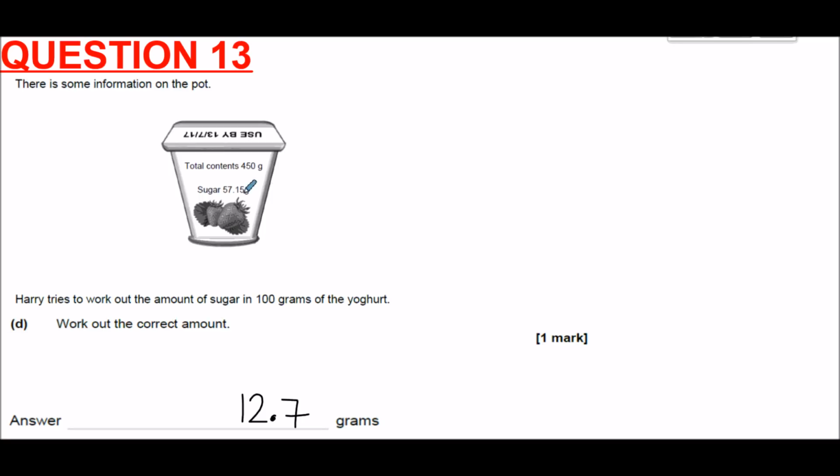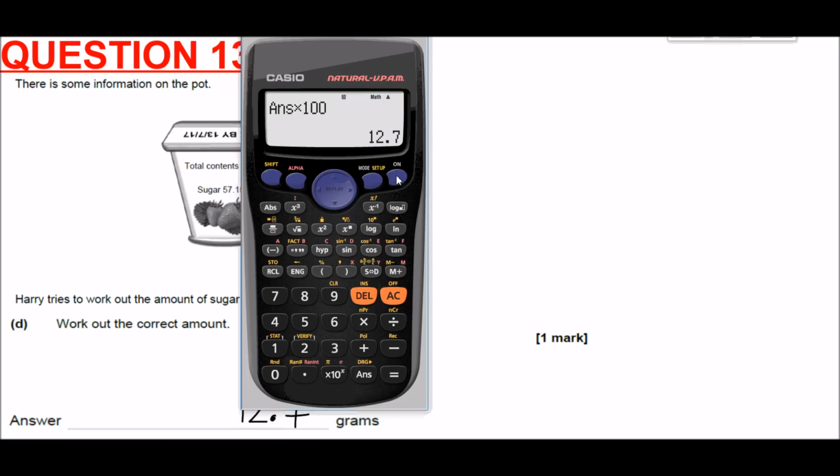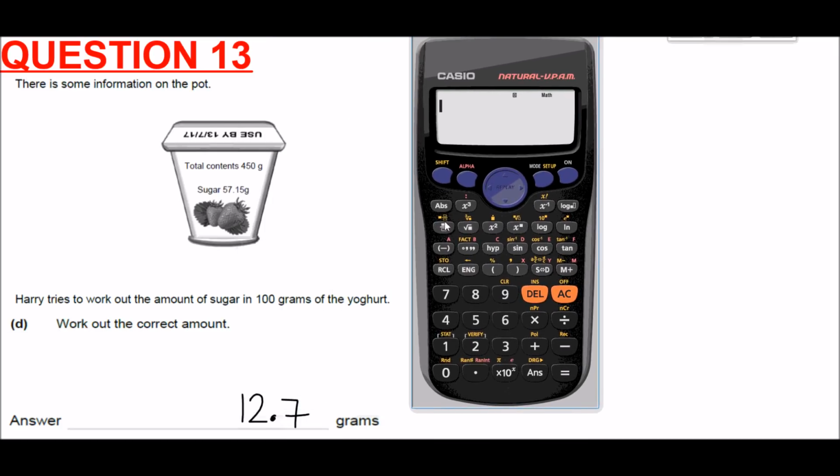Another way, just to quickly mention to you, we could have worked out the proportion of sugar in the yogurt by thinking of the sugar as a fraction of a whole yogurt. So there's 57.15 grams of sugar out of a total 450 grams of yogurt, and that gives us a fraction. Now we can change from a fraction to a percentage by multiplying by 100, which gives us 12.7. So that means 12.7 grams is sugar out of every 100 grams of yogurt. 100%, 100 grams. So 12.7 would be our answer, thinking of it that way.